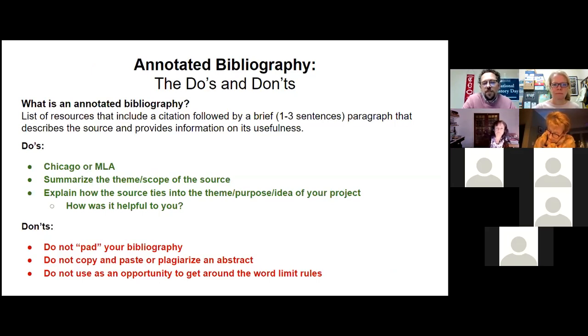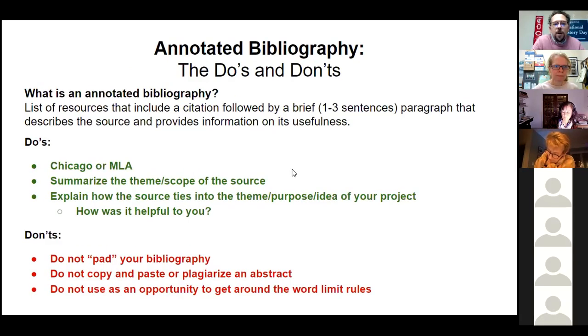It's a fairly small list, and I actually took this from a university website, I believe even my own university. An annotated bibliography is a list of resources that include a citation followed by a brief, so 1 to 3 sentence, paragraph that describes the source and provides information on its usefulness. That is something that especially Victoria has alluded to a couple of times now when talking about sources and how they can be interpreted, right?